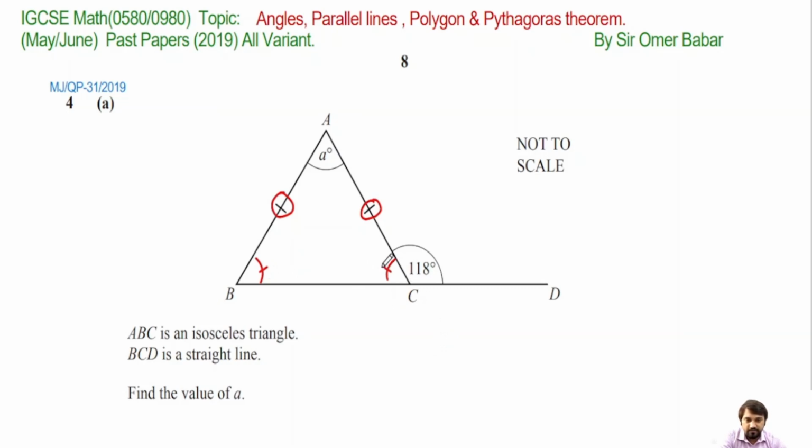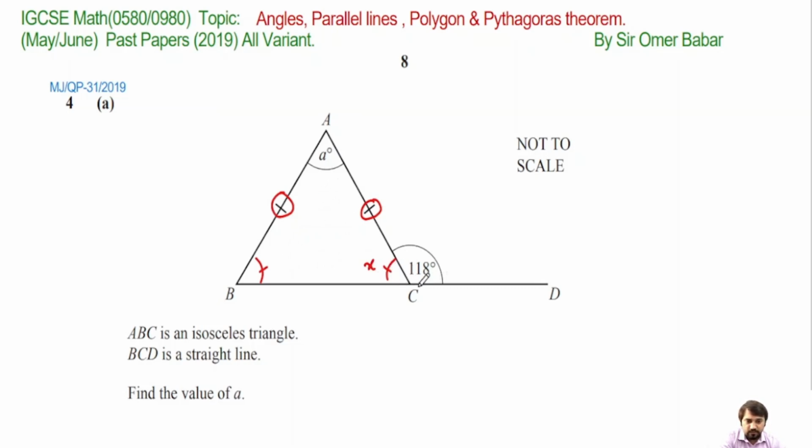So first of all, let's say this is angle X. If I'm able to find this angle, then this angle and this angle, they both are equal, and we apply the interior angle formula, that is the sum of all the interior angles of a triangle equals 180 degree, we will find our A. So let's start.